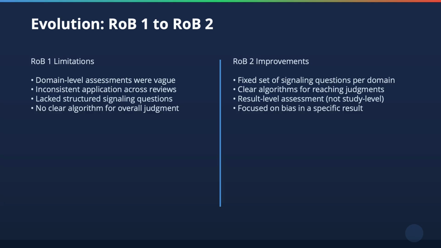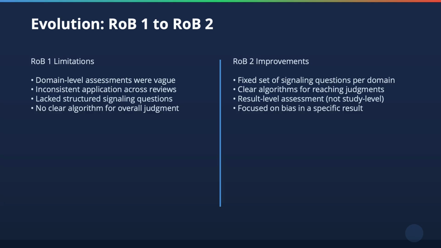This meant that two experienced reviewers could look at the exact same study and reach completely different conclusions about its risk of bias. On the right side, you can see how Risk of Bias 2 addressed every one of these issues. It introduced a fixed set of signaling questions for each domain, so every assessor follows the same logical path. It provides clear algorithms that map answers to domain-level judgments.